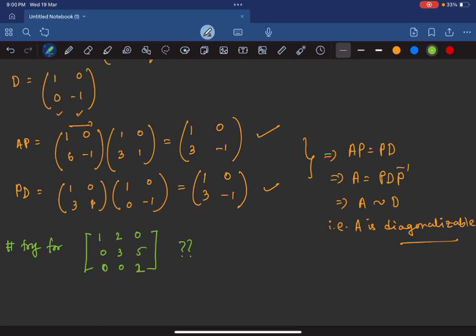Let me give you a simpler example. This is again an upper triangular matrix, so eigenvalues are immediate. That means 1, 3 and 2. Find out the eigenvectors, and check whether AP equals PD is holding or not. So this question you can try.